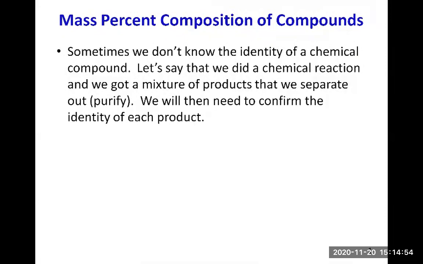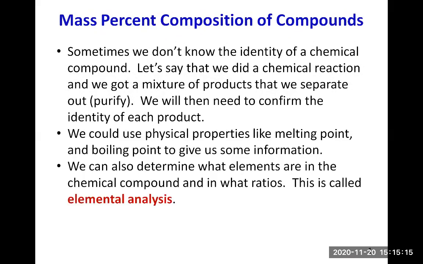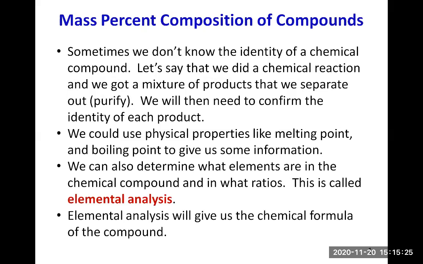Let's say that we did a chemical reaction and we got a mixture of products that we separate out. We say that we purify them. We will then need to confirm the identity of each product. So we could use physical properties like melting point and boiling point to give us some information. We can also determine what elements are in the chemical compound and in what ratios. And this is called elemental analysis.